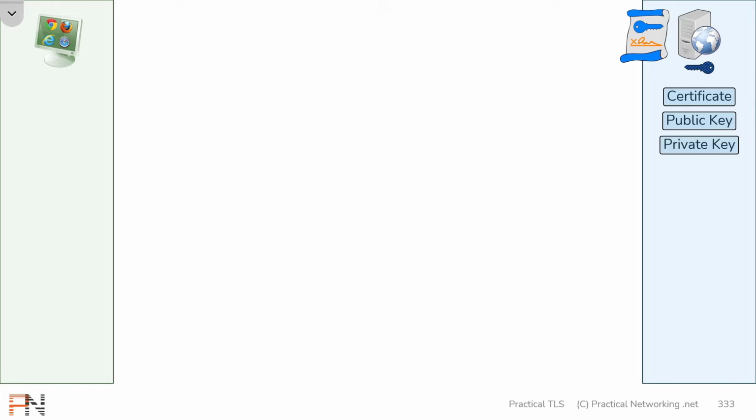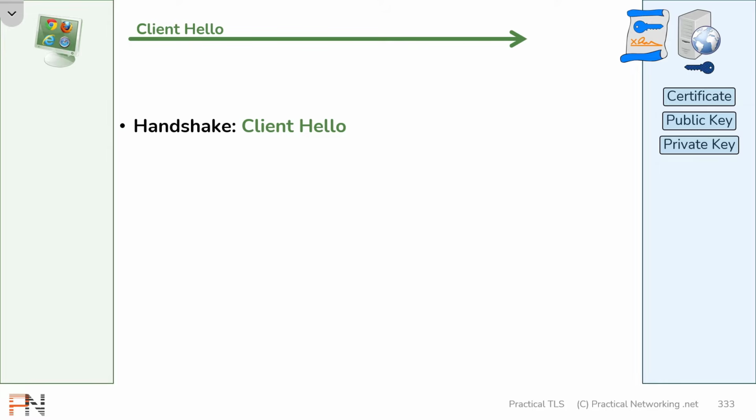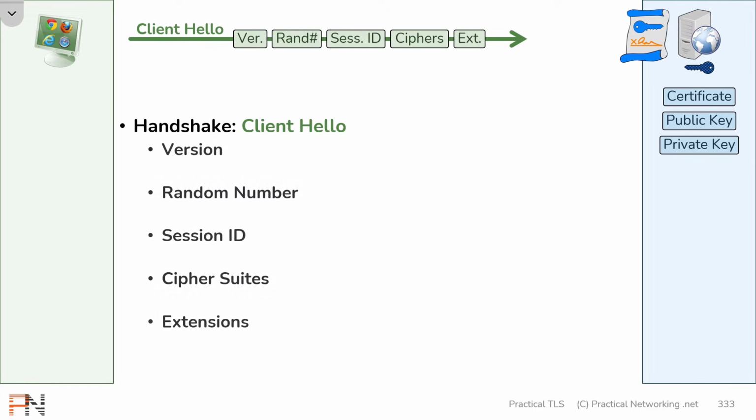The first message of the TLS handshake is the client hello. Inside the client hello are 5 different fields. This version number is going to include the highest version of SSL that the client supports. Meaning, if the client supports TLS version 1.3, it's going to send in this field the hex code 0304 to indicate that it supports TLS version 1.3.